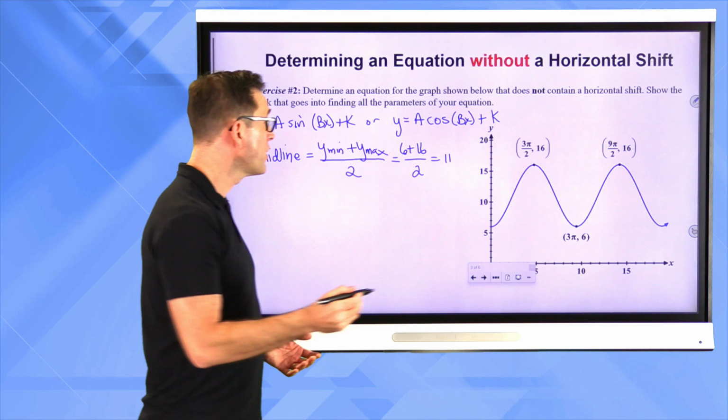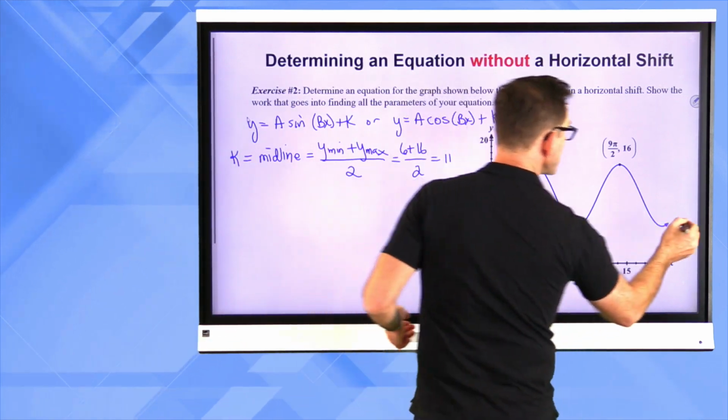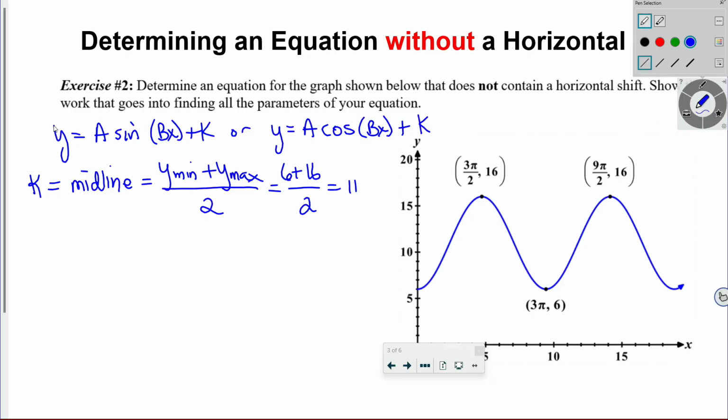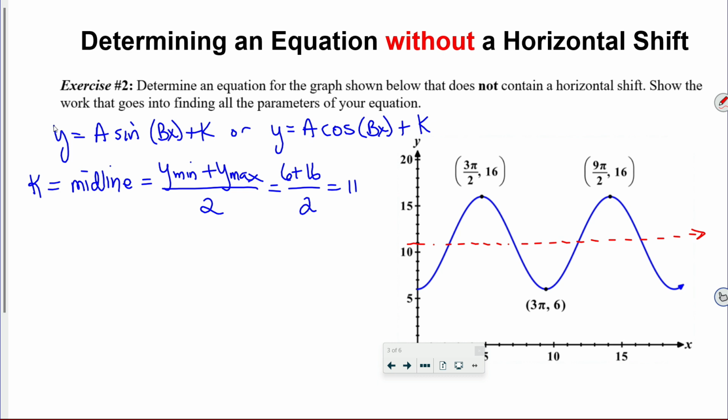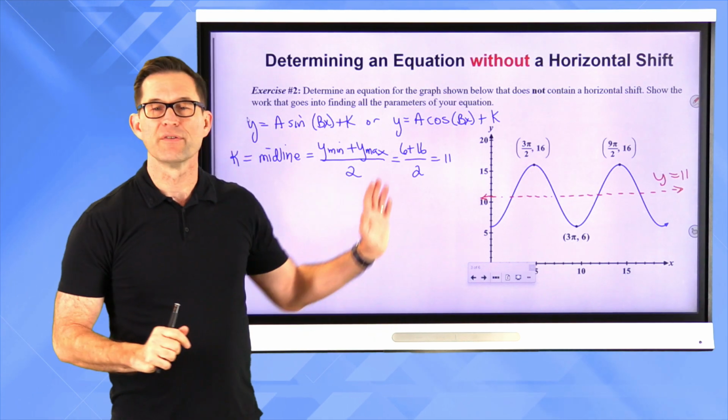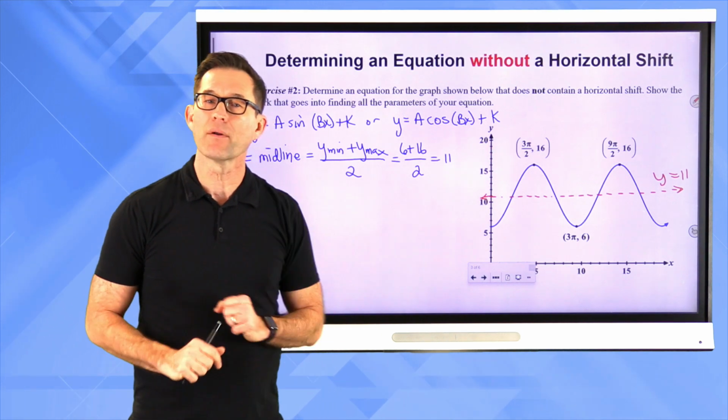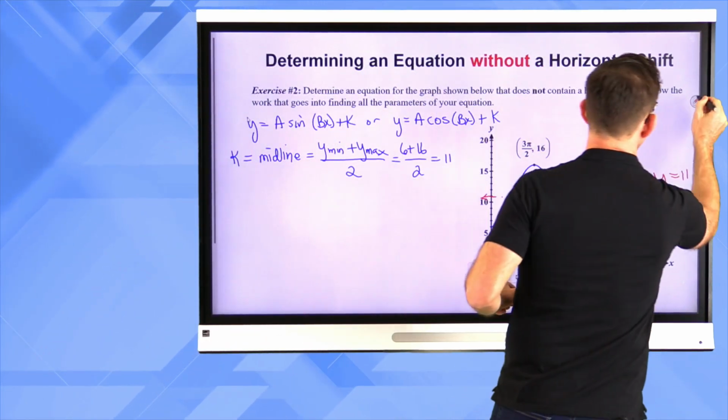All right, and you can kind of see it if you really sketch it on here in maybe a different color. Right, so there's my y equals 11. My curve is rising and falling an equal amount about that horizontal line.